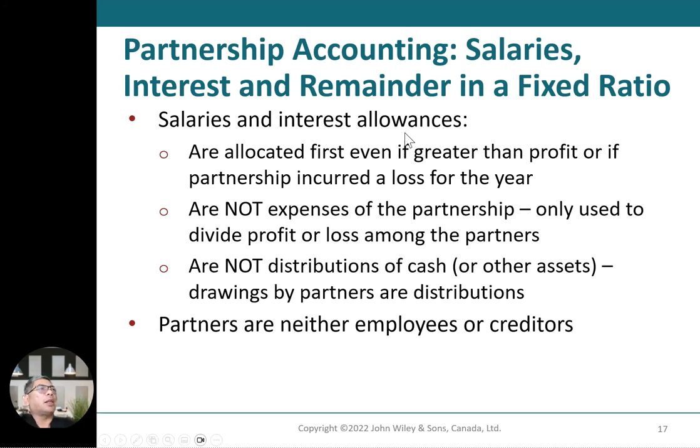There's also salary, interest, and allowance allocated first, even when greater than profit or when the partnership incurred a loss for the year. These are not expenses of the partnership; they are only used to divide profit or loss among the partners and are not distributions of cash. Drawings of partners are distributions. Partners are neither employees nor creditors. Okay, those are the details.